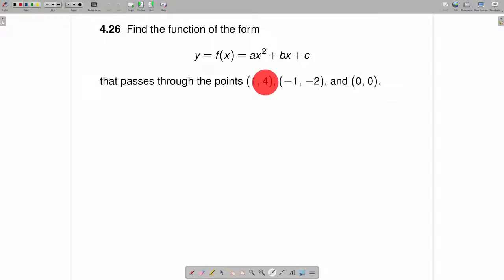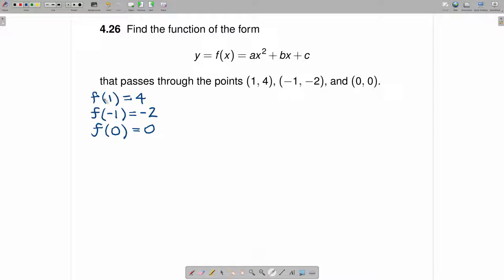What this is saying when you see (1, 4) is that f of 1 is equal to 4. When you see (-1, -2), that's the same as saying f of -1 is equal to -2. And when you see that (0, 0) lies on the quadratic, that's the same as saying f of 0 equals 0.